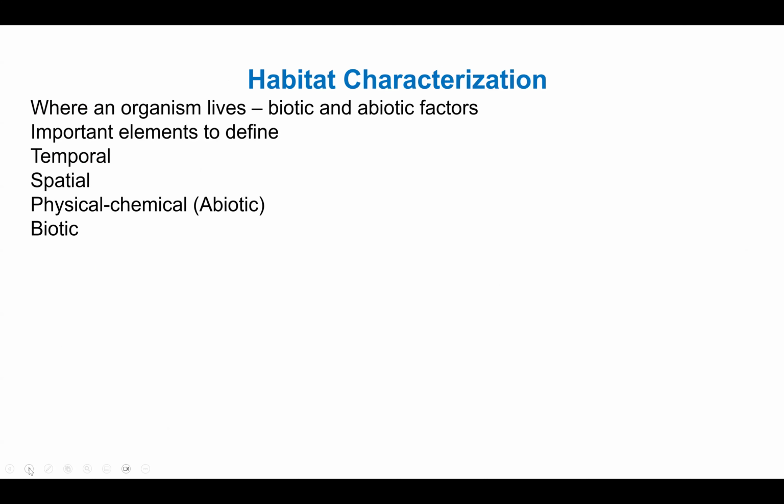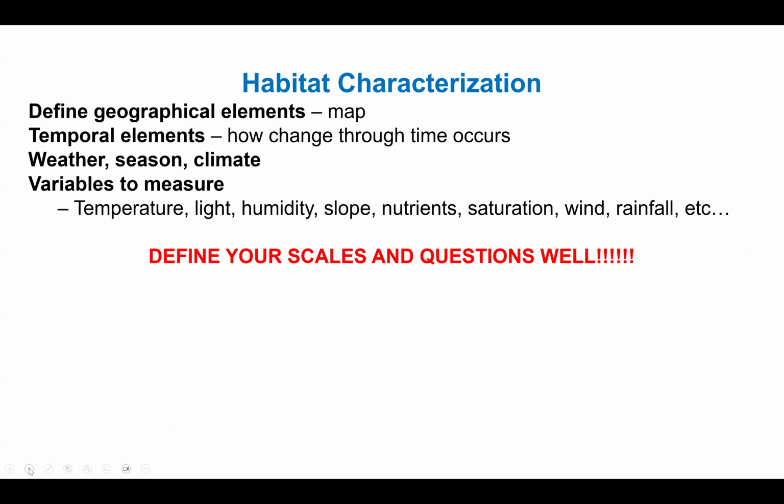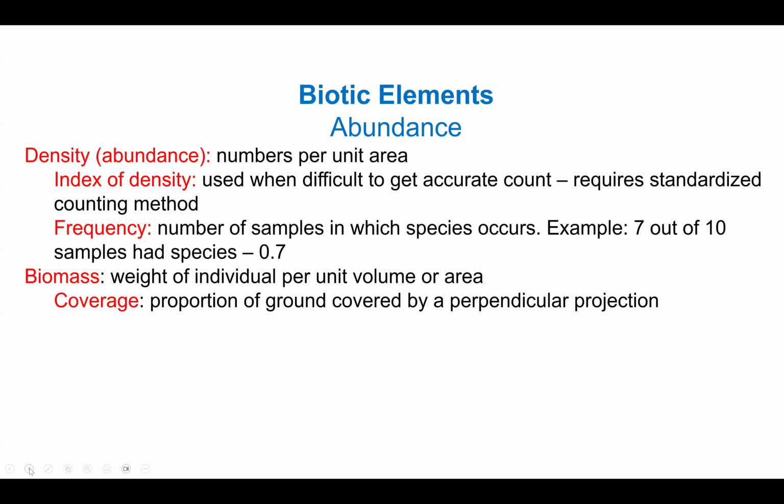We also want to look at our habitat, characterize that. We have 4 main factors: temporal, which is time; spatial, the place; physical and chemical, which is the abiotic; and then our biotic, or our biologic habitat. You want to define those geographical elements, so learn how to make a map. You want to think about the temporal elements because some things may happen at certain times where they don't at other times, like different weather, seasons, climates, what kind of variables are there? How much light does this area get? How much wind, how much rain? What does the soil look like underneath? You have to really pay attention and really go over those questions before you start collecting data.